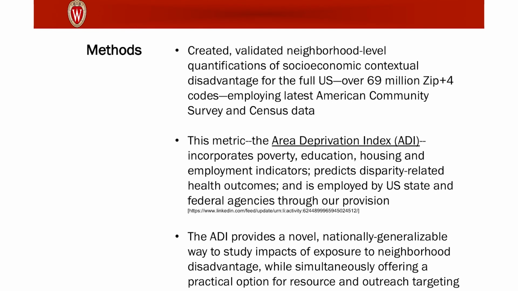So it is sort of a concern from that regard, but these are completely anonymized. Because we're dealing with census data, there's no health concern or privacy concern in there because we're not working with the actual individuals. We're working at that contextual level. And so we incorporate, again, all of these metrics, and then we're able to predict disparity-related health outcomes using the metric. What the ADI provides is a nationally generalizable way to study impacts.